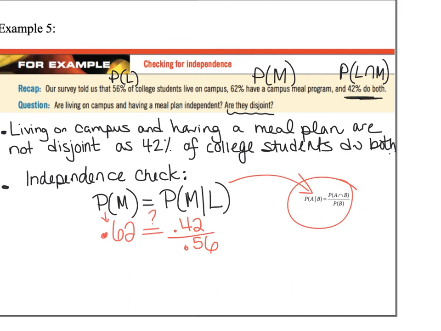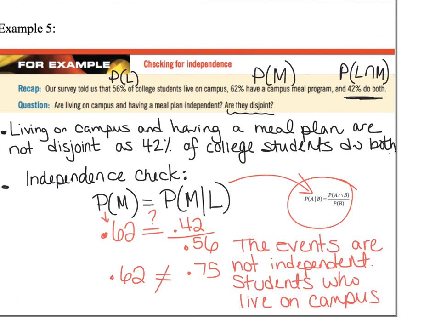Are they equal? That's 0.75. So I'm going to bring this down, 0.62. Does that equal 0.75? No way. So my conclusion here is the events are not independent. Students who live on campus, so that's this probability here, are more likely to have meal plans. I know that was a ton of content I just threw your way. You need to do some practice and more practice and more practice now.